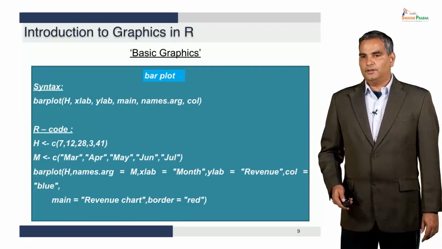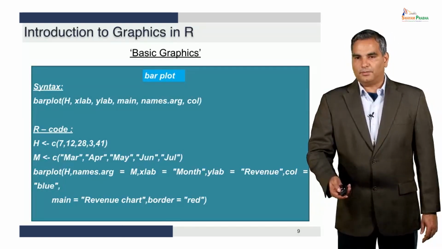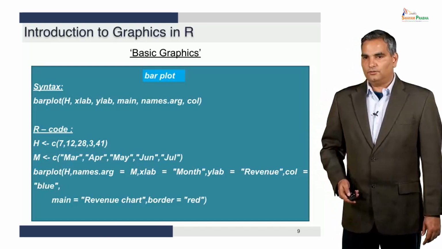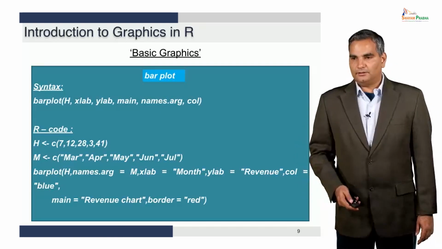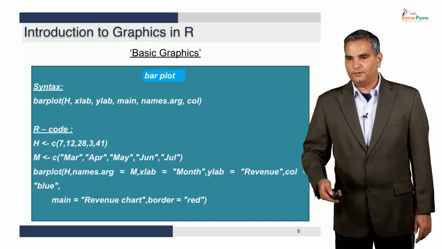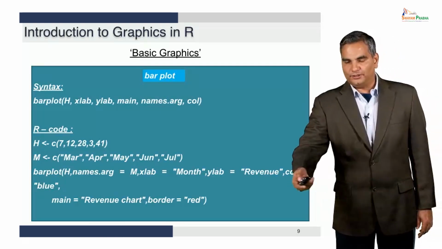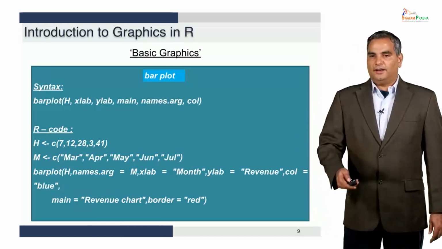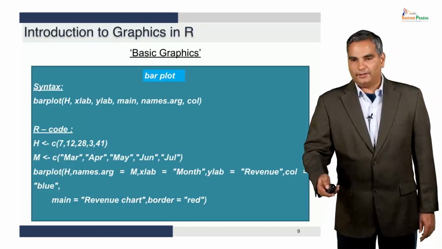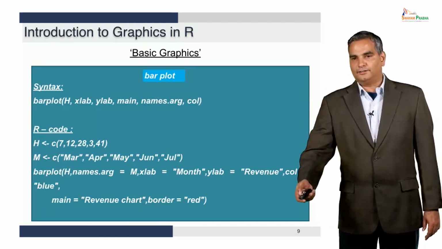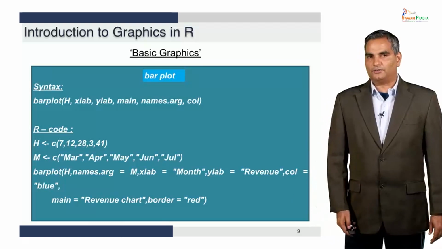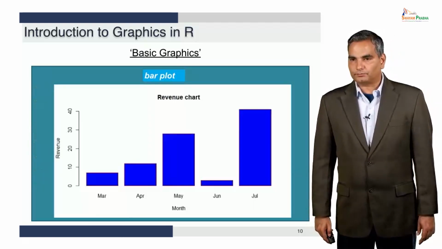Now we want to do a bar plot with this. So the way you do this is you say barplot h, which is what you want on the y-axis. X label is month, Y label is revenue, column is blue. We will see when we see the plot what this means. And as I told you before in the last slide, main is revenue chart, which is going to be the title of the bar plot, and there is a border red, and let's see what happens when I implement this command.